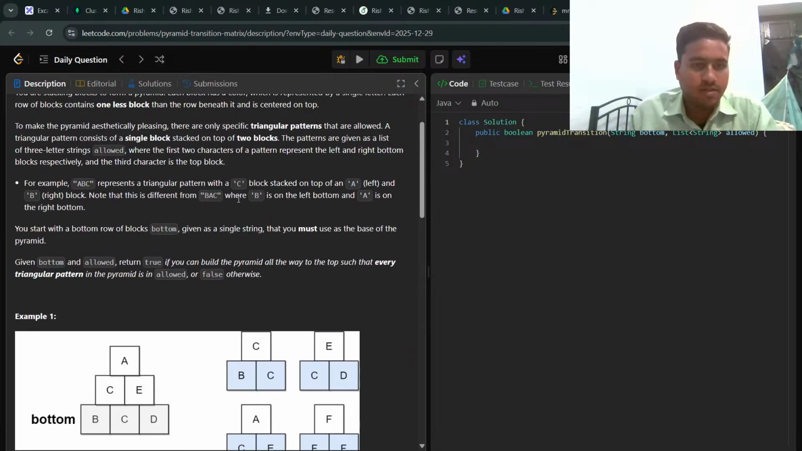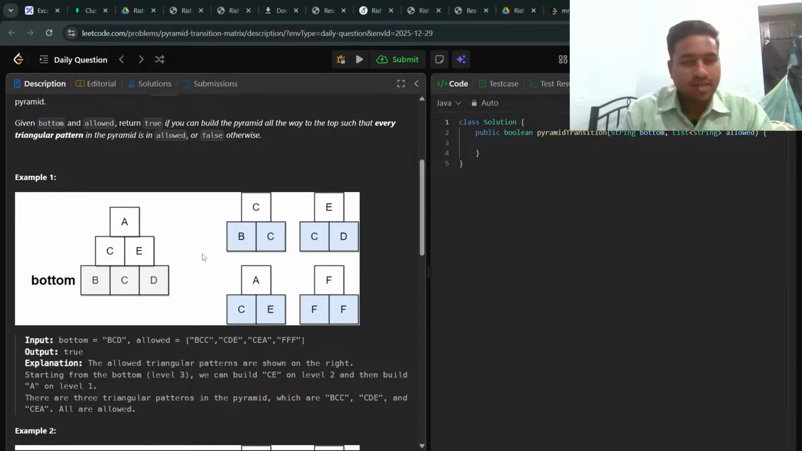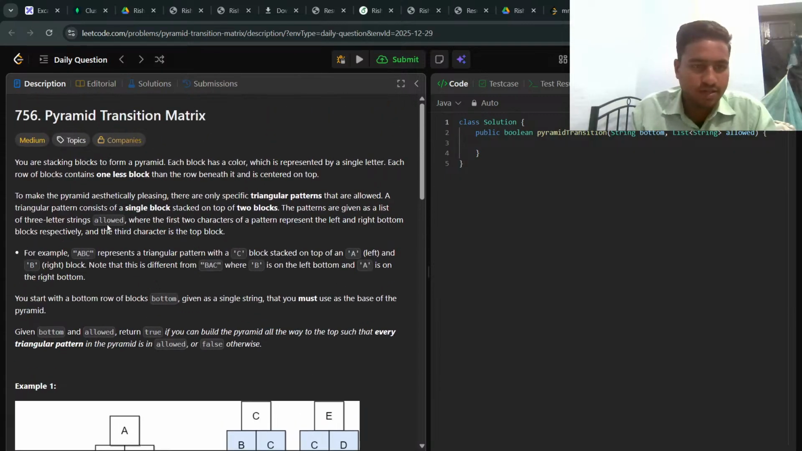Now let's see what that means and how you can understand it. The input is allowed, an array of strings, and every string has a length of 3. The first two characters represent the bottom blocks, and the third character represents the top of those bottom blocks. Like B and C on the bottom, and the top of this is C. This is exactly what this line is saying.